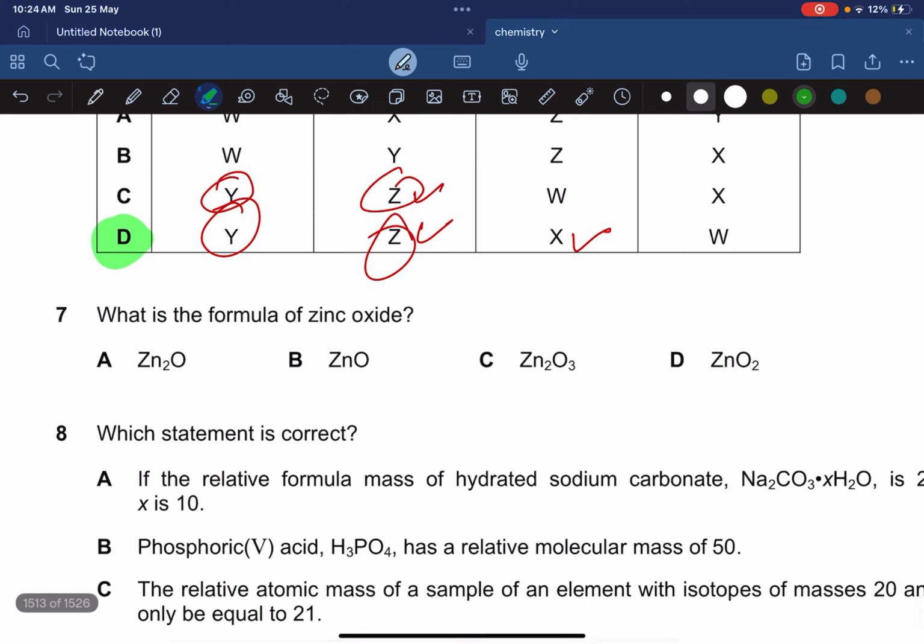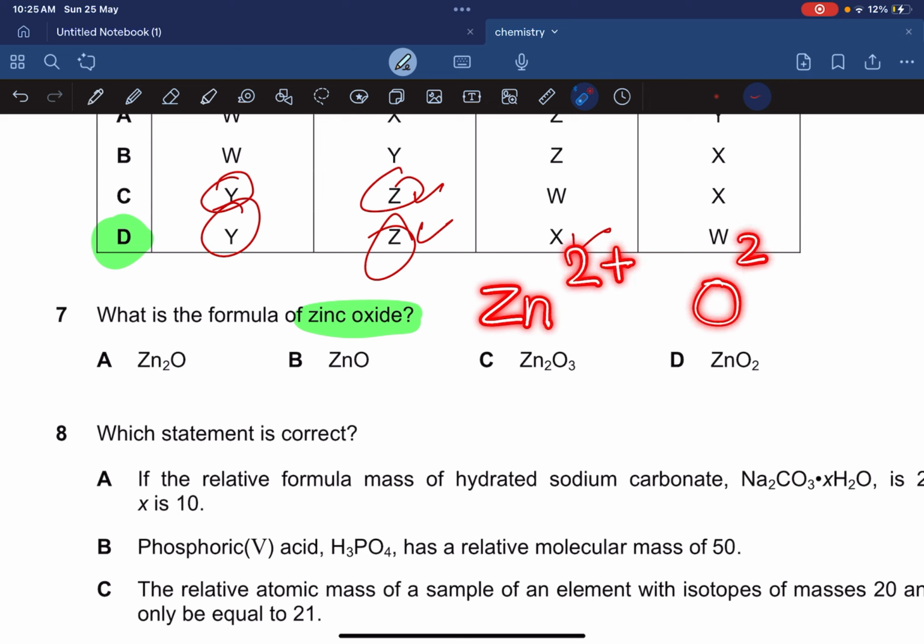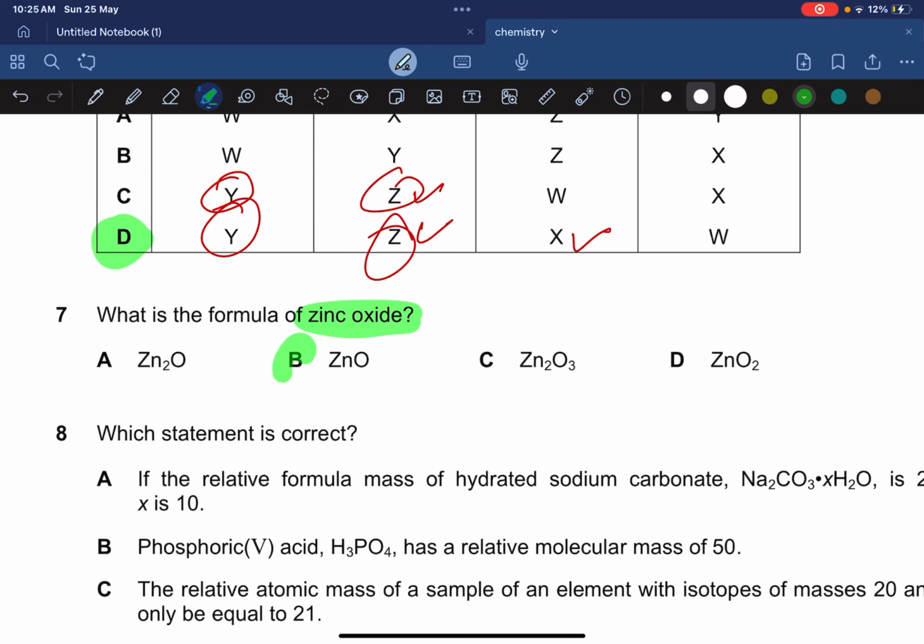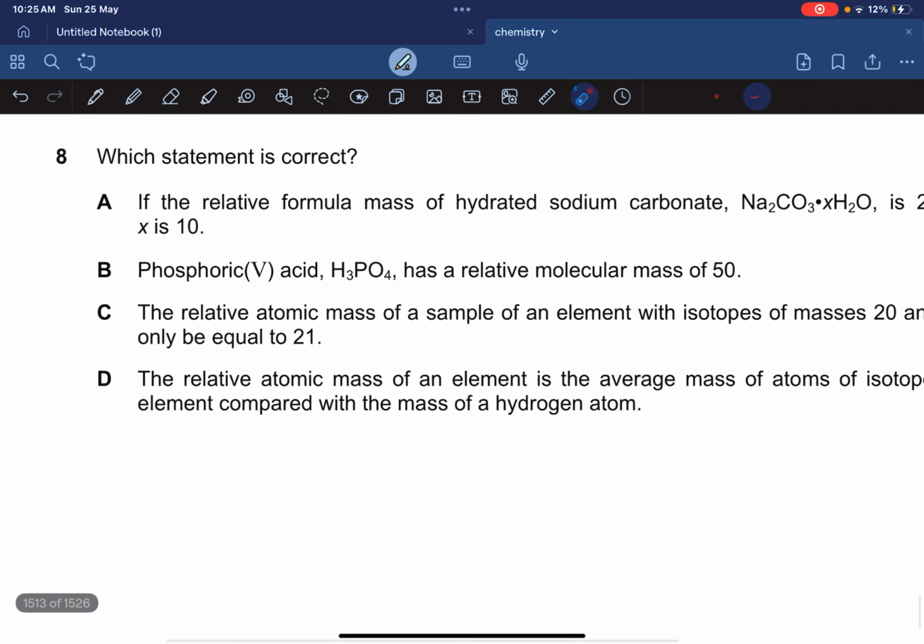Moving on. What is the formula of zinc oxide? Okay, that's easy. You should simply know the oxidation number of zinc, which is 2+, of oxygen, which is 2-, and these two cancel out, 2+ and 2-, which makes it ZnO. I hope no confusions in this. Okay, which statement is correct?